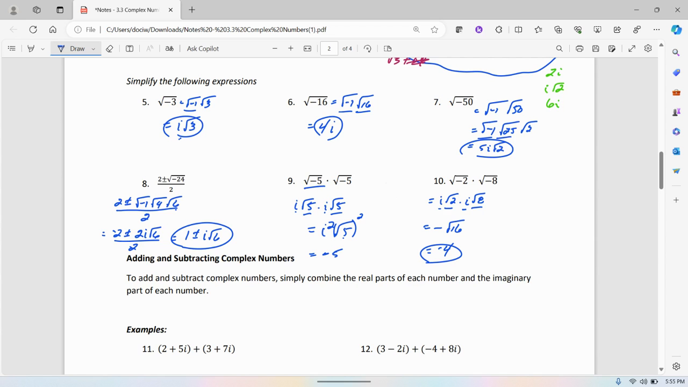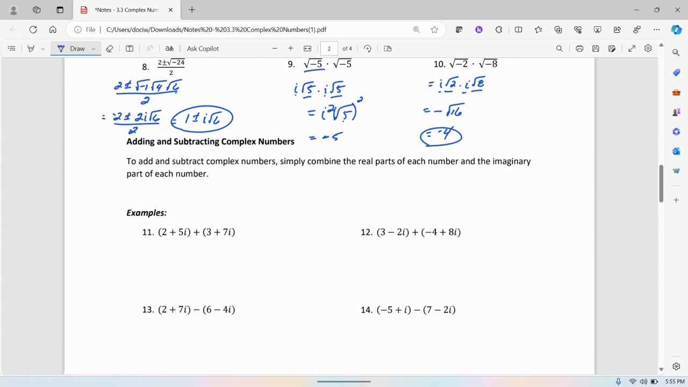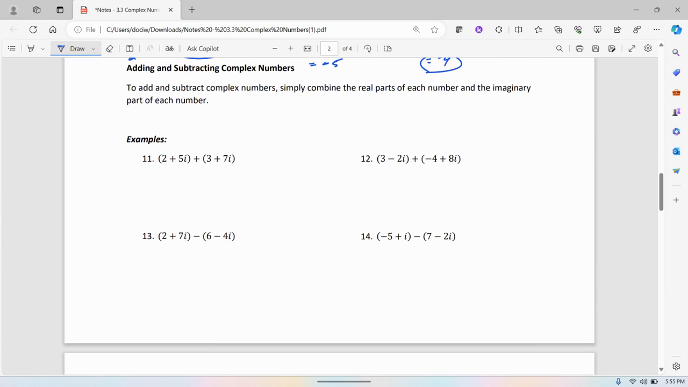Okay. Next thing, I realize I'm going quickly. I don't want this video to take forever. Feel free always to stop, do some practice problems, come back. But come back. Adding and subtracting complex numbers is not difficult.